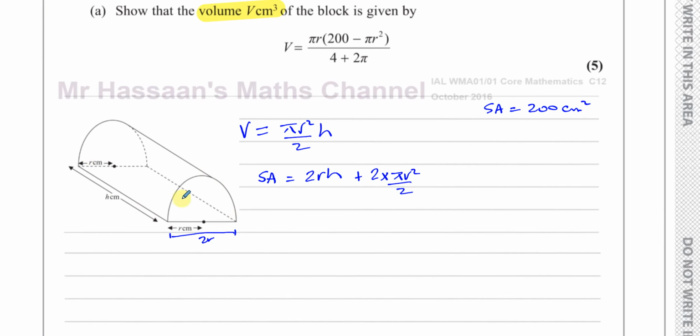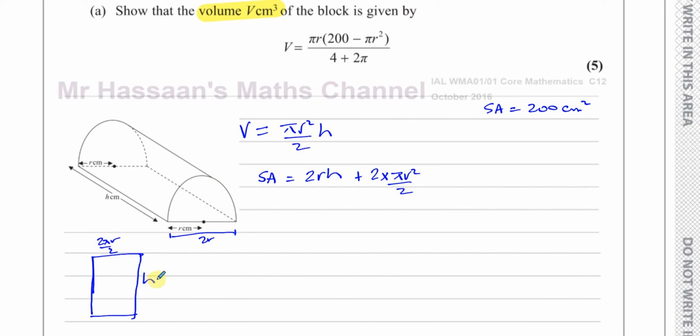Okay, the curved part here, if you were to flatten it out, it would make some sort of a rectangular shape, where this would basically be half the circumference. So it's 2 pi r over 2. 2 pi r is the whole circumference of a circle. From there to there is 2 pi r over 2, and this is h.